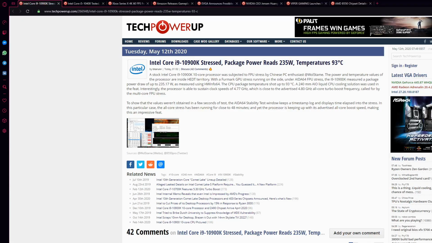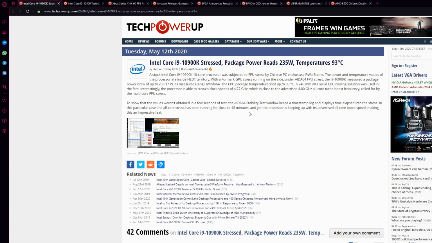Today I have some news prepared for you about Intel's new processor. The Intel Core i9-10900K was stress tested, and you can see the package power, threads and temperatures. Let's check. The Intel Core i9 processor was subjected to FPU stress by Chinese enthusiasts.